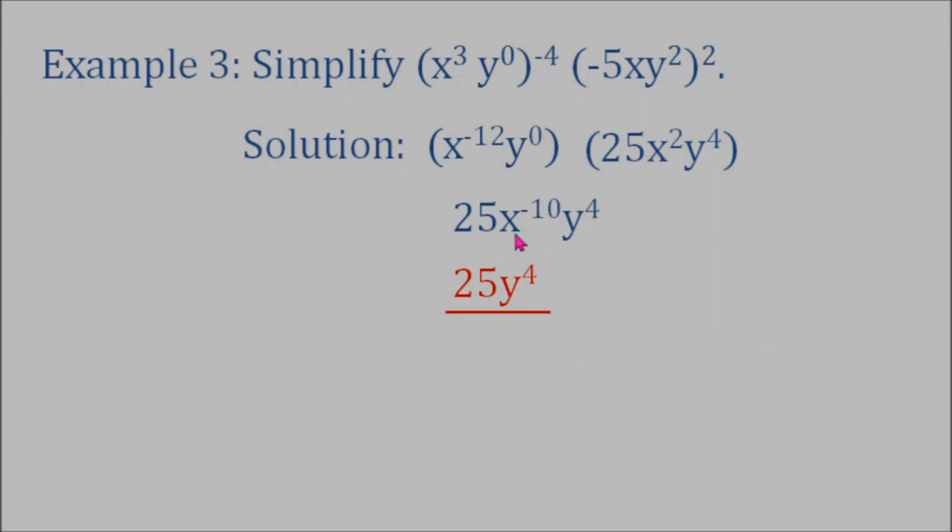And how about this x to the power of negative 10? From the law of negative exponents, we are going to move this x to the power of negative 10 to the denominator, making the exponent positive. So our answer is 25y to the power of 4 over x to the power of 10.